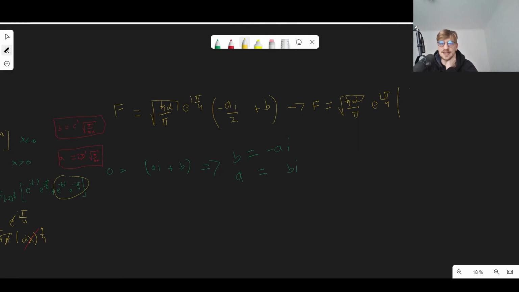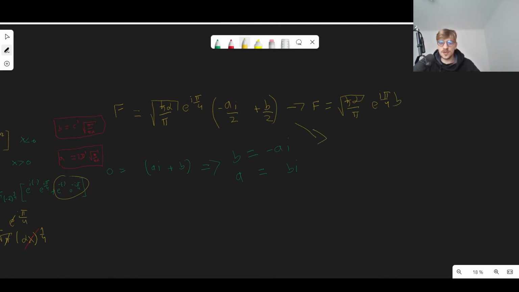So we write this as B over 2 divided by, oh, I missed a B over 2 here, by the way. I'm sorry about that. So plus another B over 2. So we end up with simply B. So just B times e^(iπ/4). I guess I should stick to the same color.